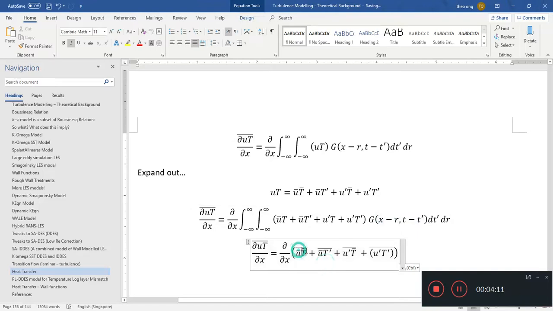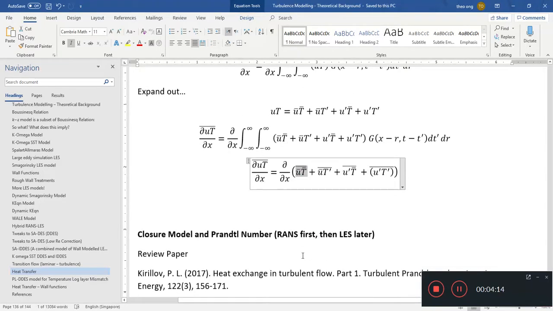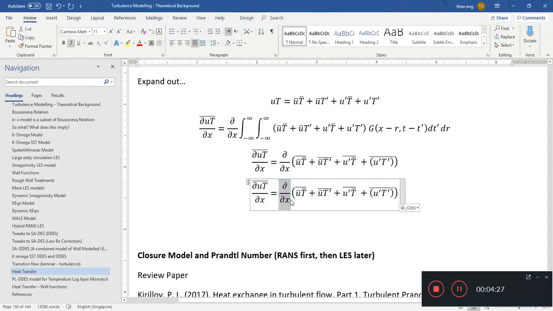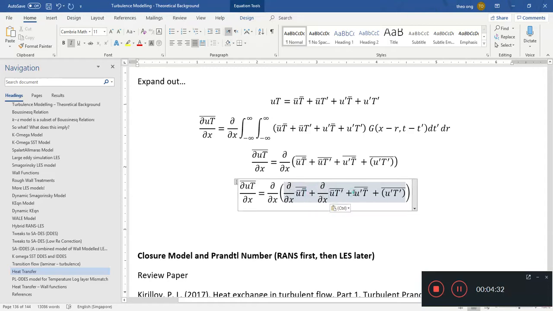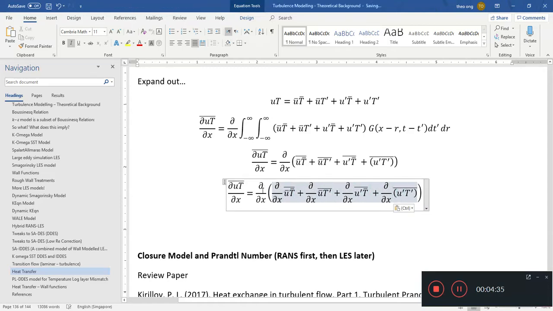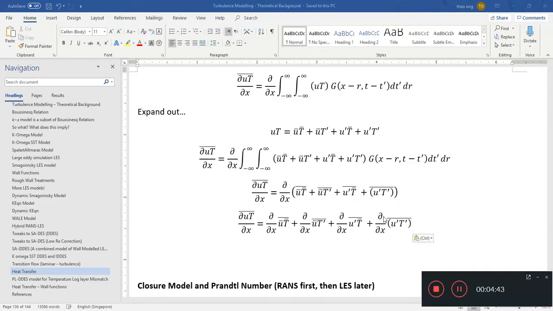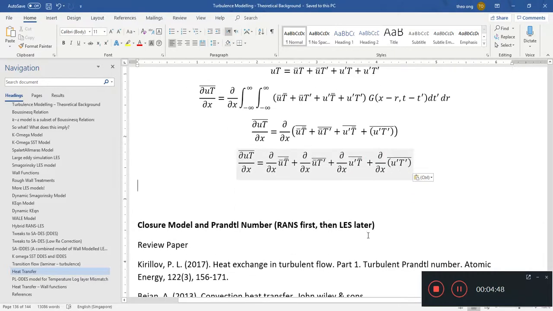This of course we'll need to decompose further. Then we'll have our Leonard stress and similar decomposition-looking terms. So we can do it like so: 1, 2, 3, and 4. And I'll get this out. And so we have this sort of equation here after filtering.